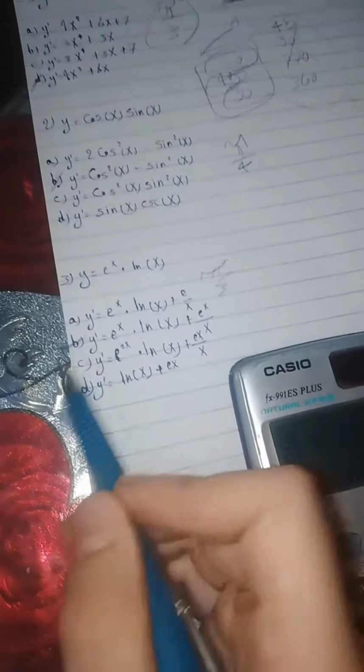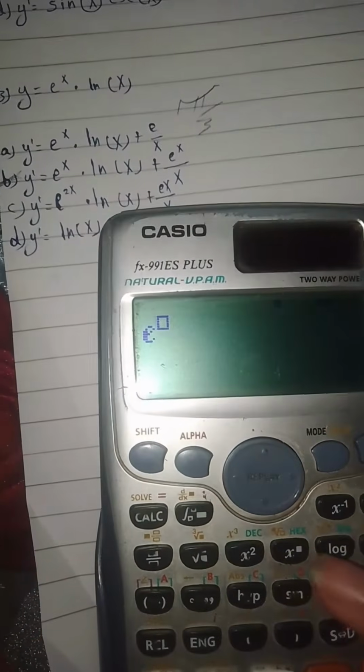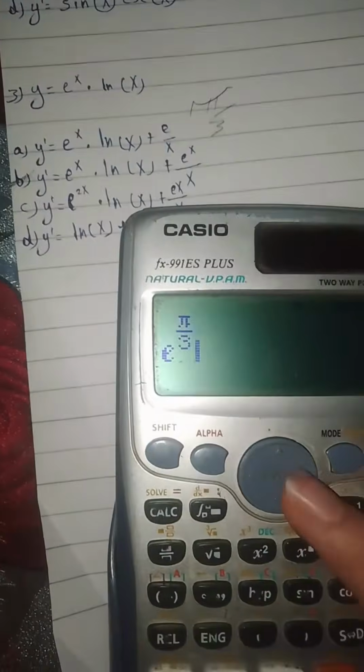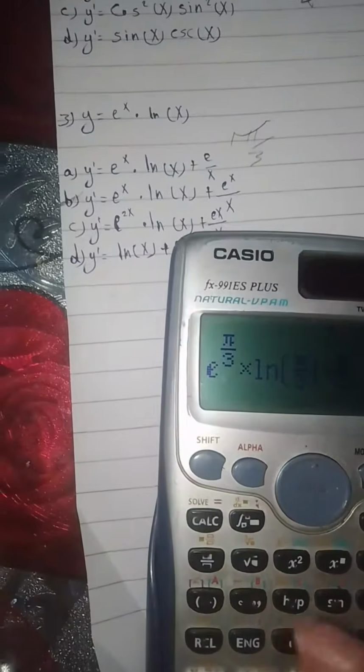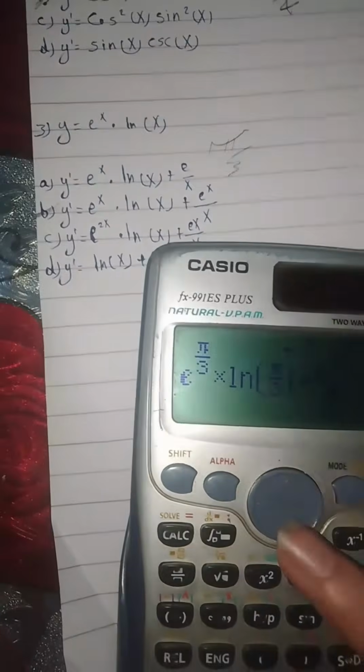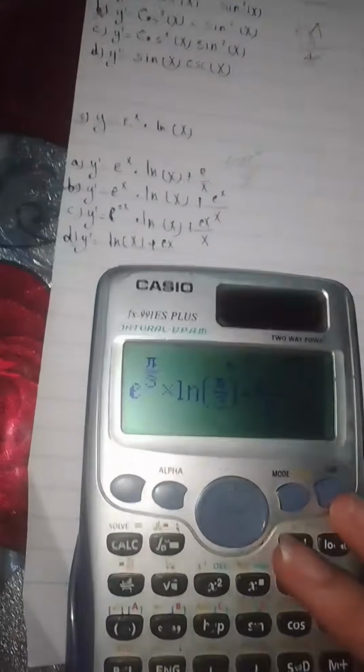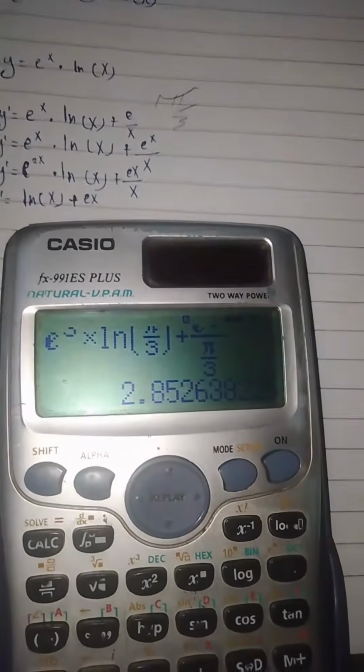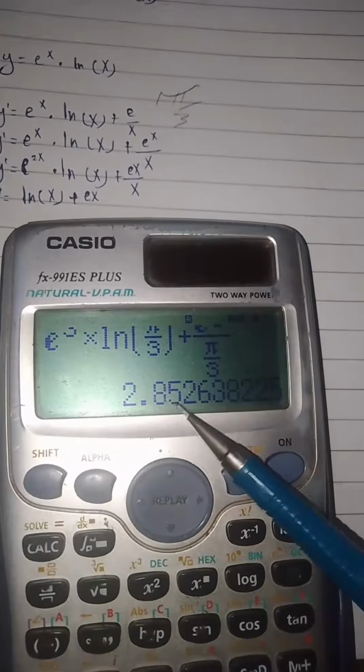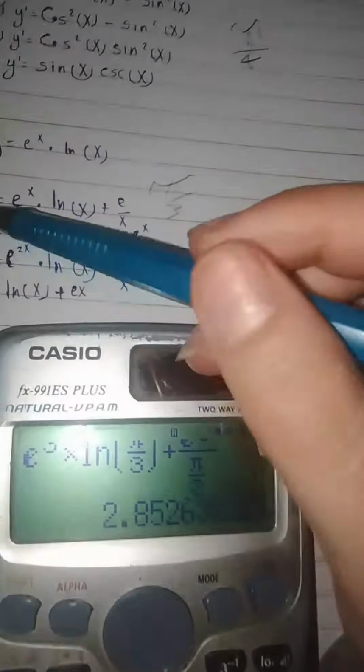And by the way, our right answer, let's substitute. So I just substituted with pi over 3 instead of x, and we have the same value, 2.85, so B is the right answer.